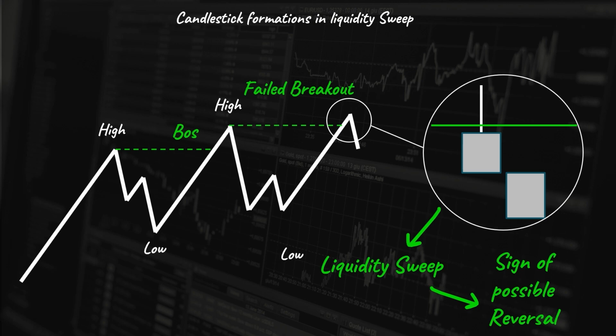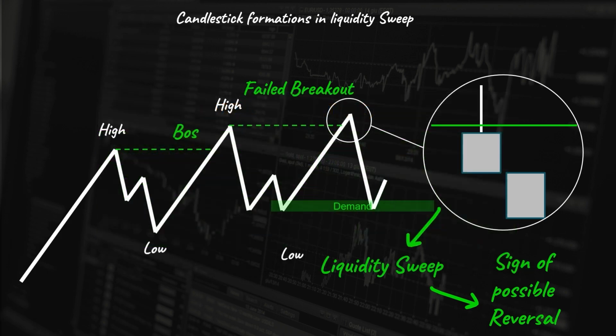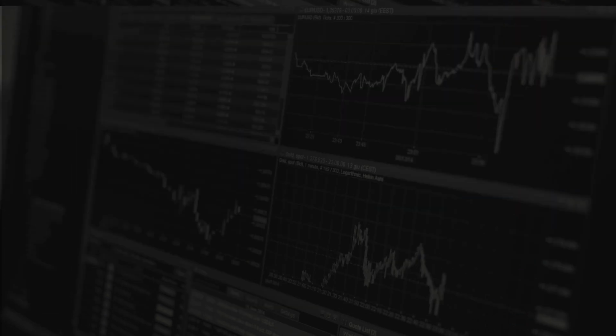Liquidity sweep against the dominant trend is very different from liquidity sweep in the direction of the trend, meaning that grabbing the liquidity above a high represents a temporary reversal, but we do not expect the price to drop much. A true reversal is confirmed when the price breaks and closes below the most recent origin point. Then, we can confirm that the uptrend is truly over, and the price can continue pushing lower. The same concept is true for the bearish scenario.